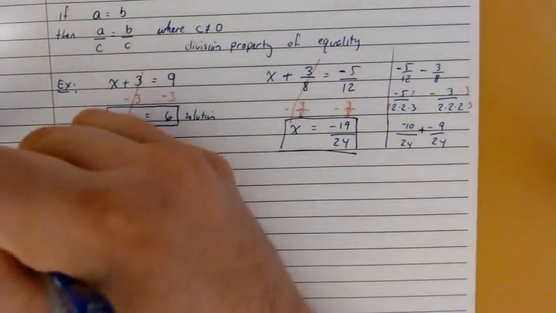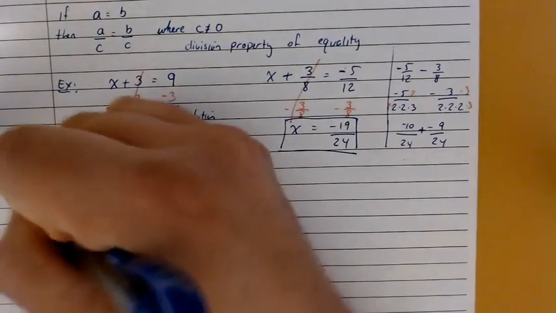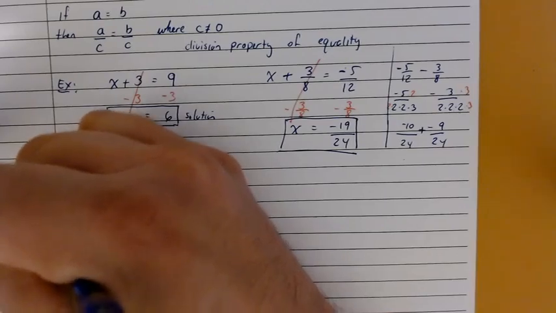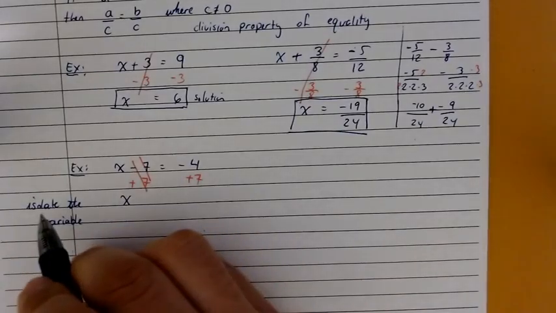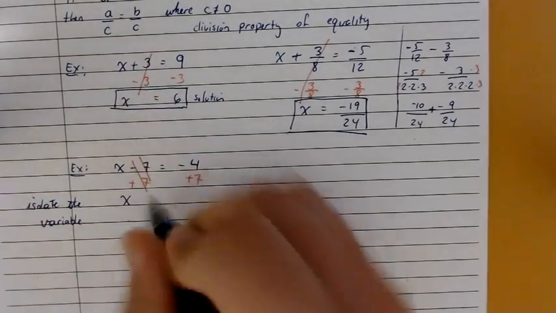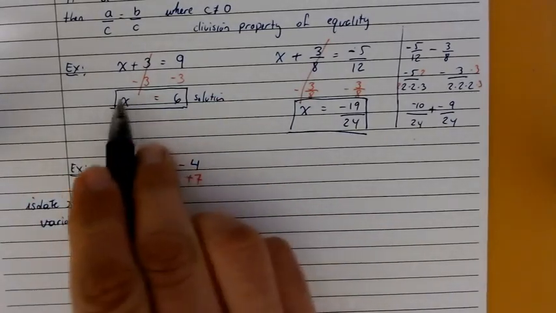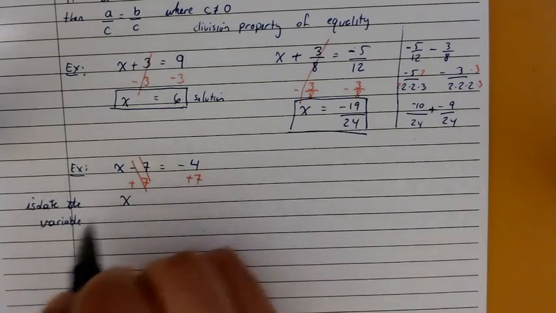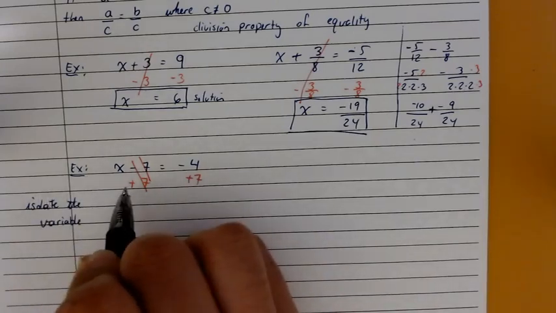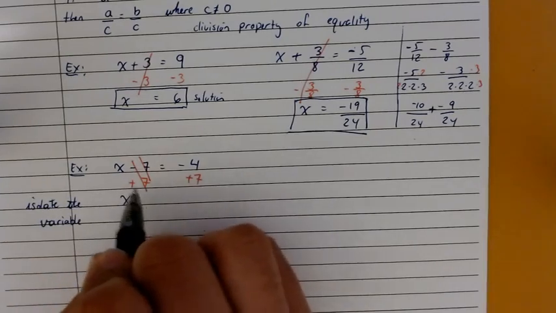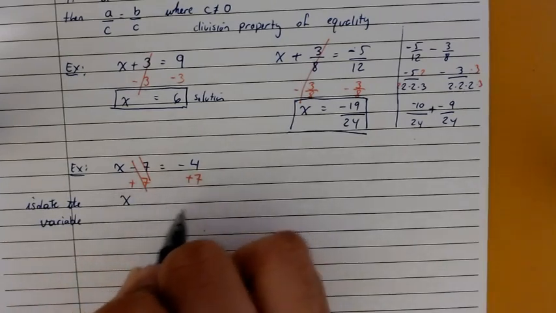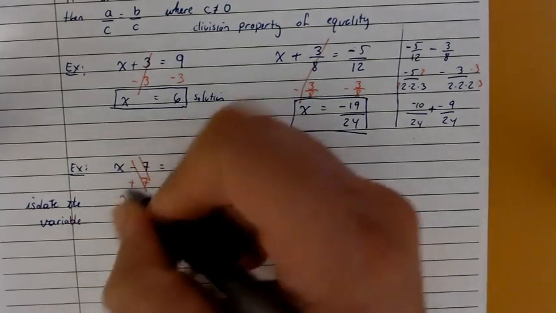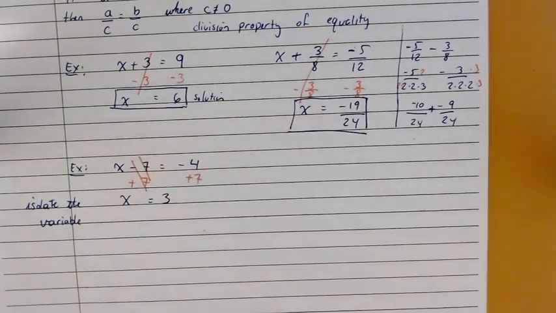We want to isolate the variable. When we say isolate, we mean we want to get it by itself, which is what we've done here. We've got x by itself equals something. When we say isolate the variable, that means by the time you're done, you need x, or whatever variable you have, y or z, by itself, equal to the solution on the other side. Here we have 7 minus 4, and that gives us 3. And that's our solution.